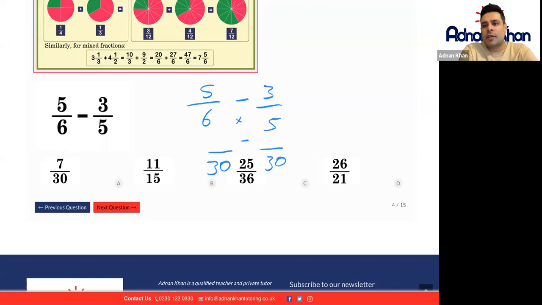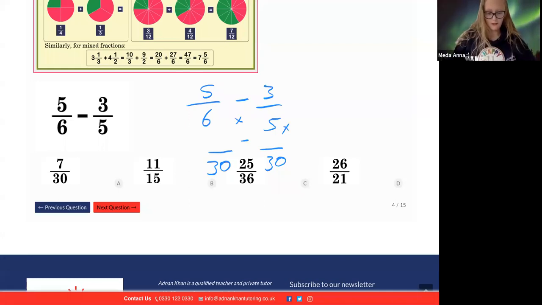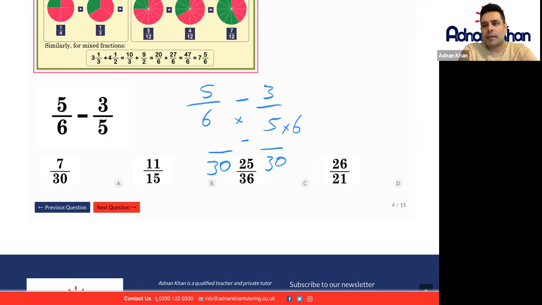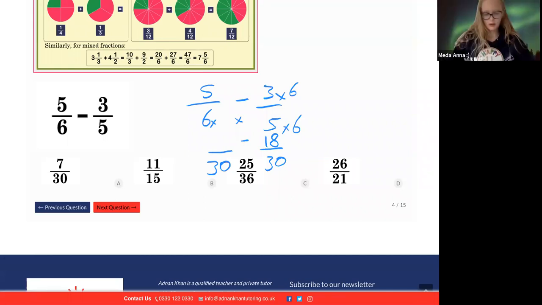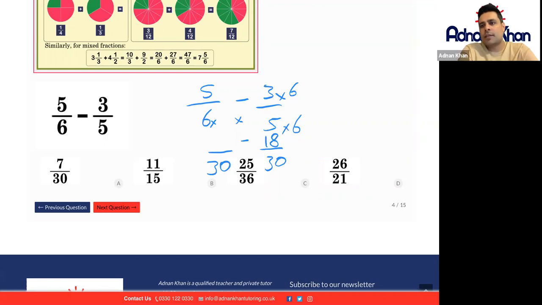So 5 goes into 30 how many times? 3 and 5. No, 6. 6 times. So we times the top number by 6 as well. So 3 times 6 is 18. Yeah. And 6 goes into 30 how many times? 18. So 6 times what is 30?